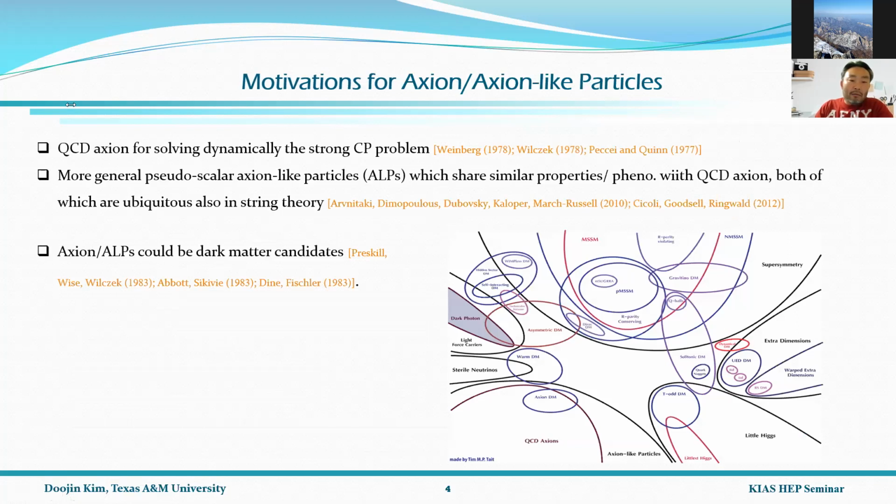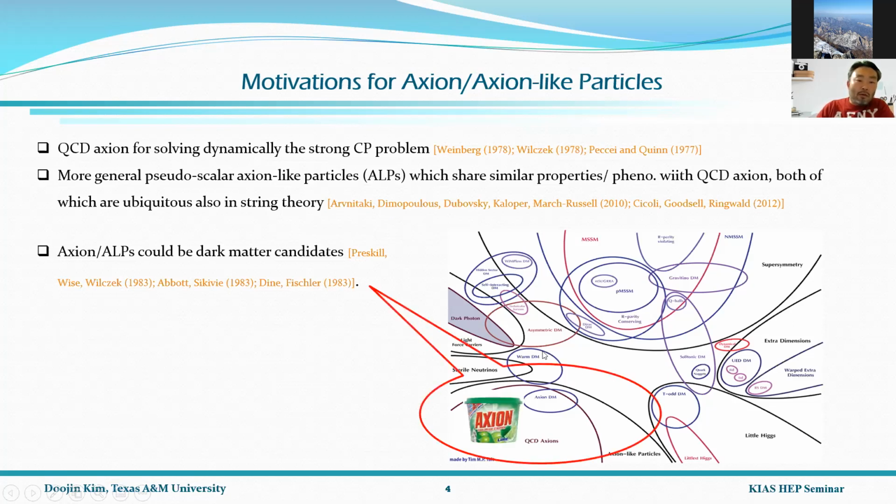For the axion-like particle, as we know, the QCD axion is a viable solution to the strong CP problem, and the relevant physics programs have been extended to generic axion-like particles, and therefore axions or axion-like particles have received a lot of attention for a long time. They are one of the major drivers to motivate physics beyond the standard model, and they also can be dark matter candidates.